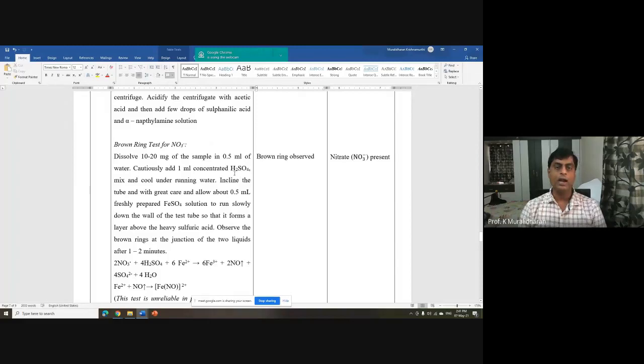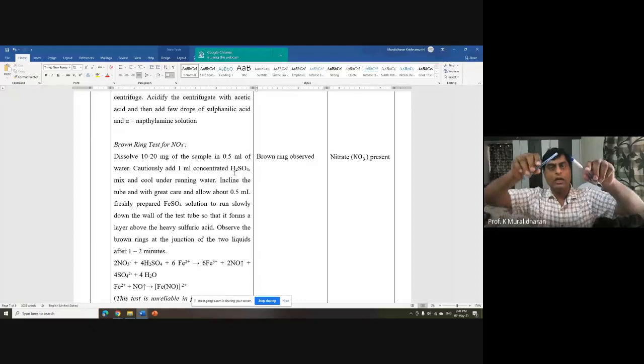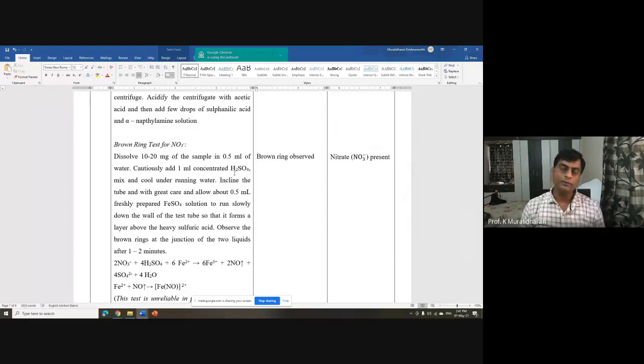I hope you can see by my hands, you have to slowly touch the edge of the test tube and slowly add the ferrous sulfate solution to the test solution in such a way that it goes along the walls of the test tube, not as a drop. It should not directly touch the solution. It has to go along the walls slowly. When it touches, you will see two layers of solution, as if you are adding water and oil together and they separate out. At the interface area where they touch, you will see a beautiful brown ring.